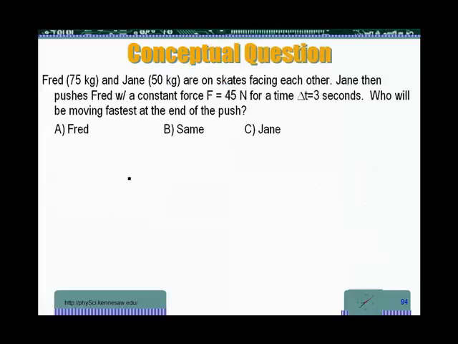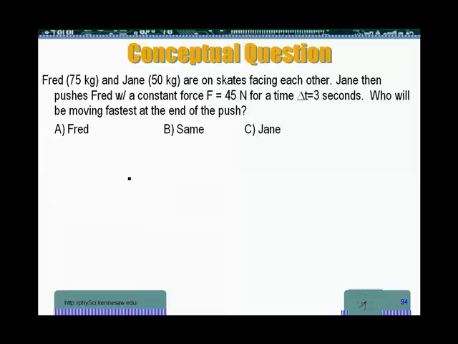Okay, Fred, 75 kilograms, and Jane, 50 kilograms, are on skates facing each other. Jane then pushes Fred with a constant force of 45 newtons for 3 seconds. Who will be moving fastest at the end of the push? Fred, Jane, or the same?